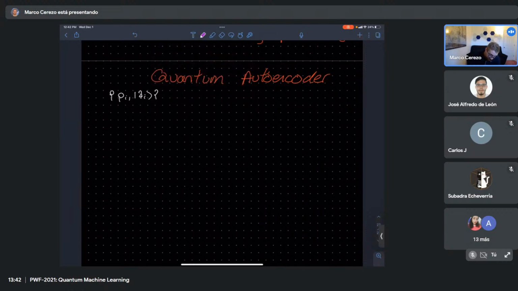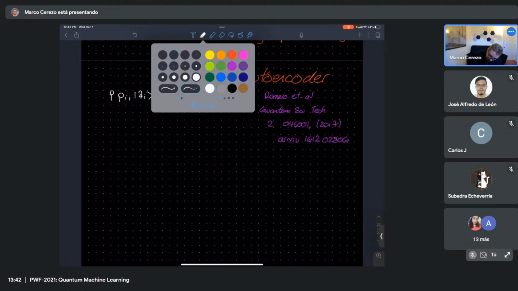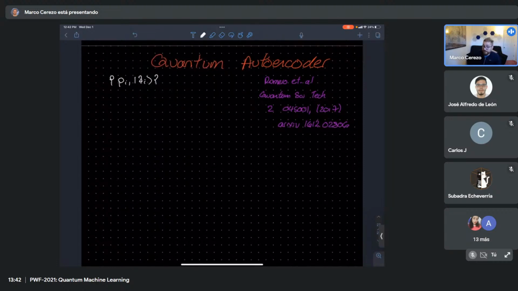And there is this paper by Romero et al., in Quantum Science and Technology, 2017, 045001, or arXiv 1612.02806. And the goal here is that we want to do lossless data compression.